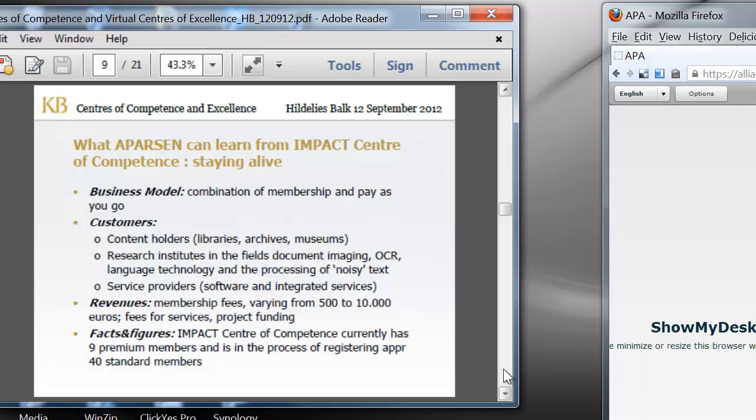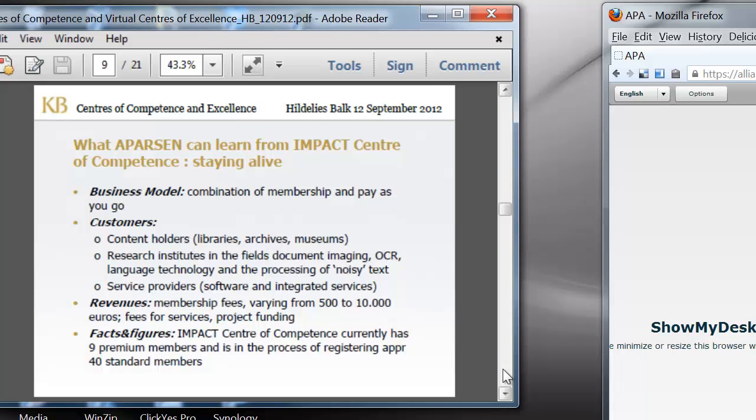So how did we get in the air and how do we stay alive? We have this combination of membership and pay-as-you-go services, for instance consultation, but also sponsorship offers for commercial partners. The customers are three groups that really reinforce each other: content holders, research institutes, and third-party qualifiers.